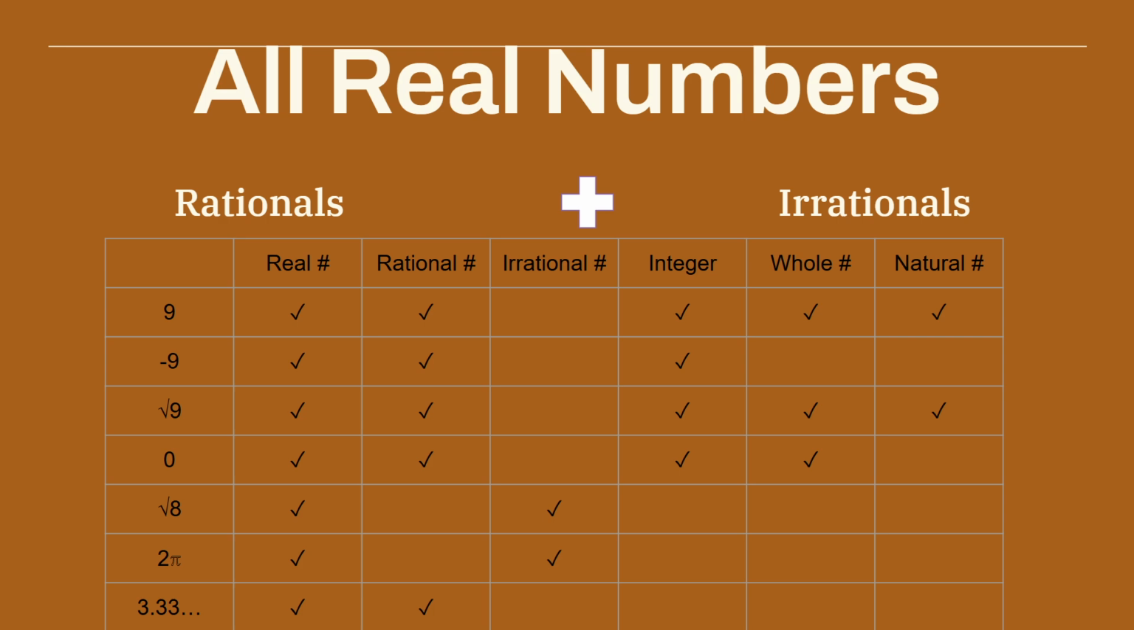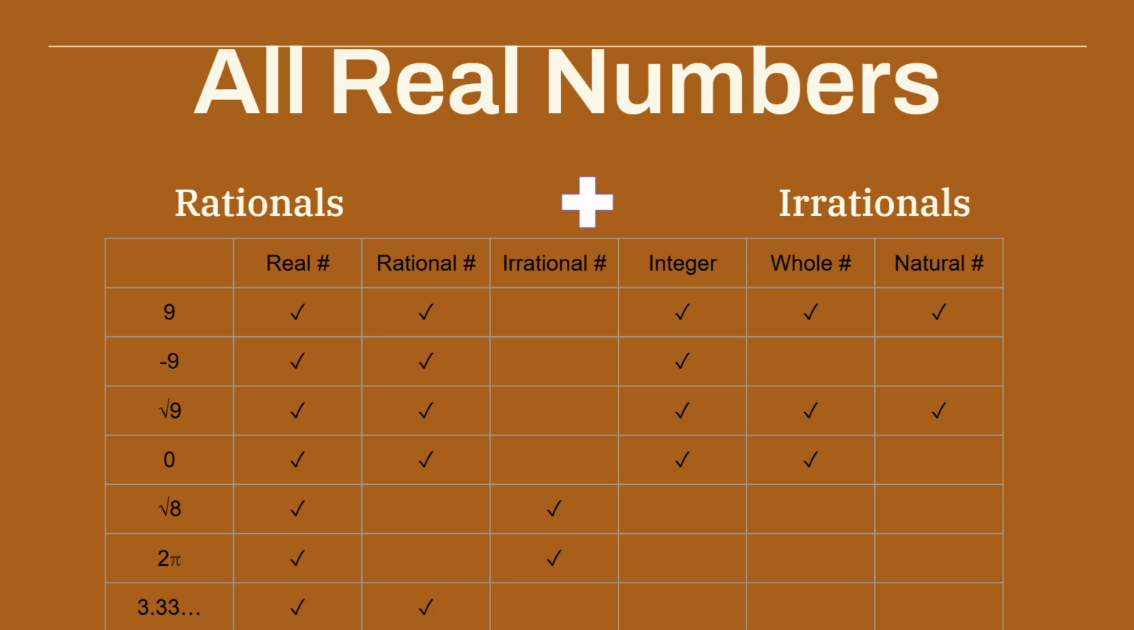The square root of 8. 8 is not a perfect square. Therefore, when you try to simplify it, you're going to get a lot of these decimals and decimals that don't repeat, so it's not going to be rational. It's going to fall under being irrational and nothing else. 2 times pi. Pi is irrational, so 2 times an irrational still stays irrational. So it's irrational and nothing else.